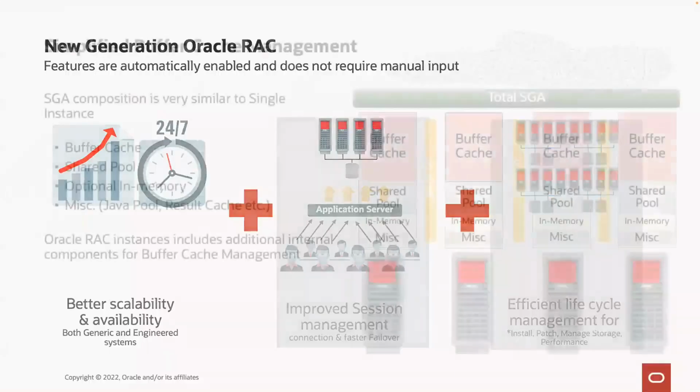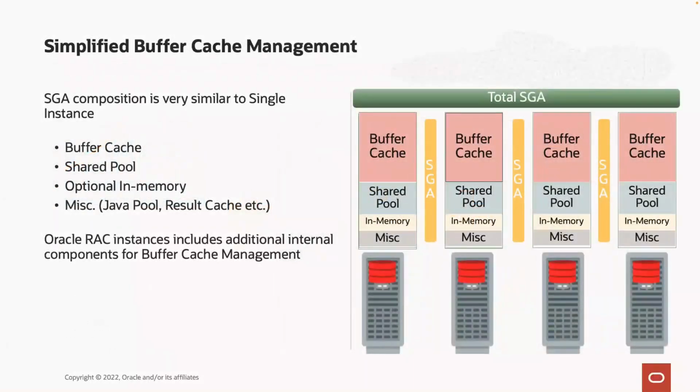So let's look at the scalability. Now, remember, when you use RAC, you don't have to change anything in how you manage your system. You basically have these 4 nodes, and they have the same SGA type, like the buffer cache, shared memory, and everything.